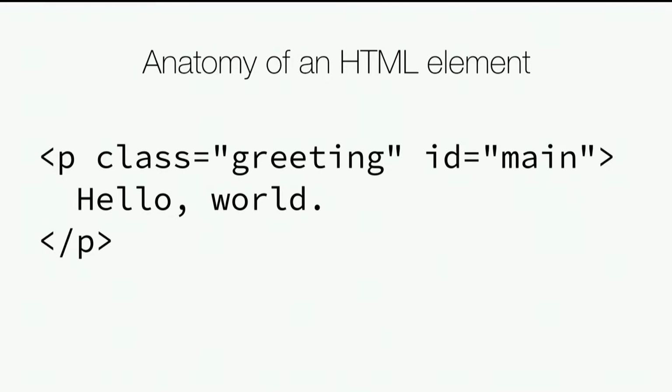What about class and ID? Yeah, they're class and ID. Very good. Thank you for repeating back the same words to me. What are they? Attributes. Gosh darn right. And greeting and main would be the attribute values. So hello world would be the content. In that case, text content.